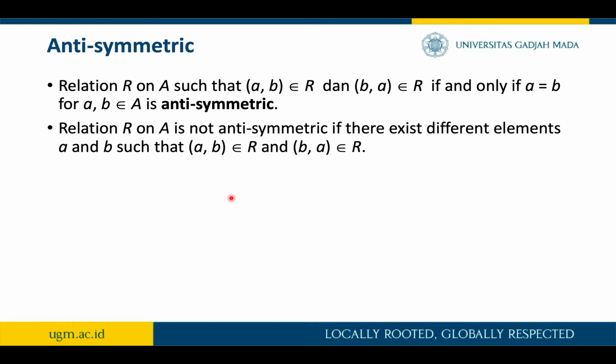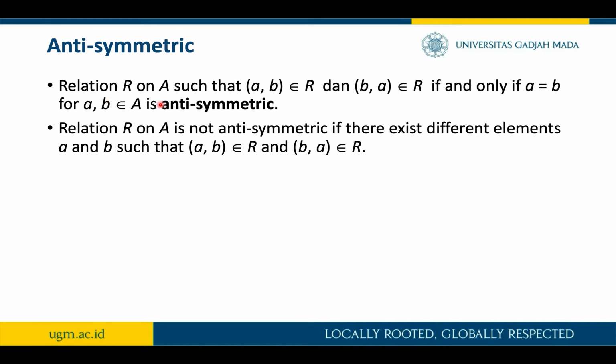The last property is anti-symmetric. Again, it doesn't mean that it is not symmetric. Anti-symmetric doesn't mean not symmetric. These are two different properties, and we have to check whether it is symmetric or not. Not symmetric doesn't mean that it is anti-symmetric, and not anti-symmetric doesn't mean that it is symmetric. So you have to keep in mind the differences between the symmetric property and the anti-symmetric property.